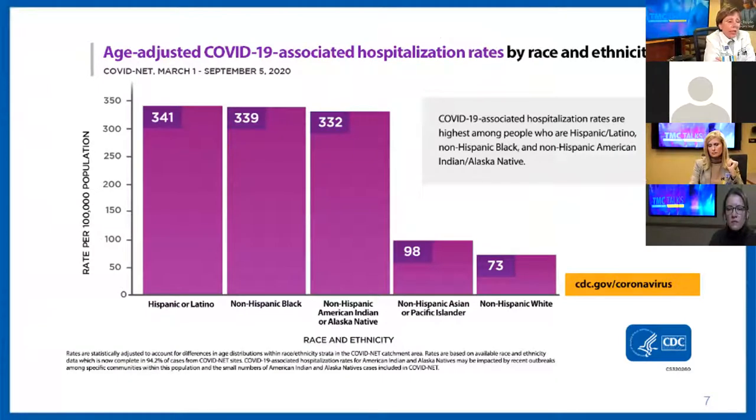As we look at age-adjusted COVID-19 hospitalization rates, what we see is not only that age and underlying conditions are related to who will be hospitalized, but there has been a disproportionate impact on Hispanic and Latinos, non-Hispanic Blacks, and non-Hispanic American Indian and Alaskan Natives. And what you see is not only a higher risk that they will be hospitalized, but a higher risk of death in these racial and ethnic groups. Next slide.